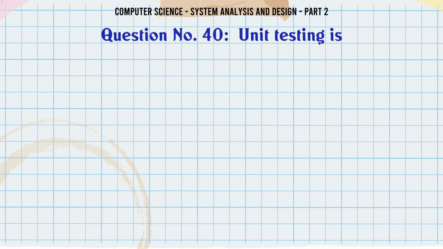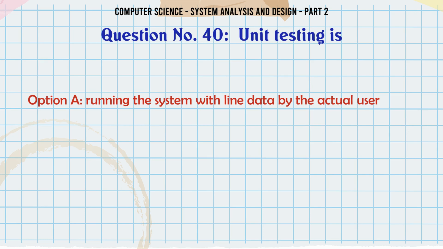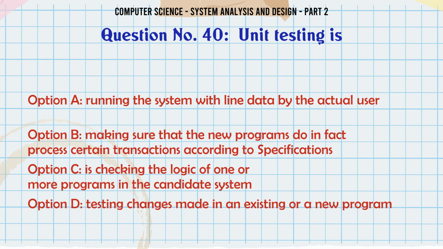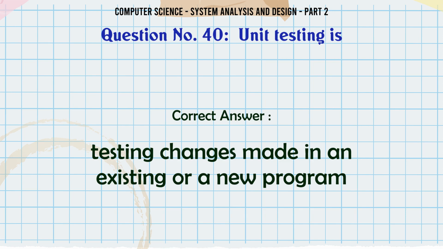Unit testing is A. Running the system with live data by the actual user. B. Making sure that the new programs do in fact process certain transactions according to specifications. C. Checking the logic of one or more programs in the candidate system. D. Testing changes made in an existing or a new program. The correct answer is testing changes made in an existing or a new program.